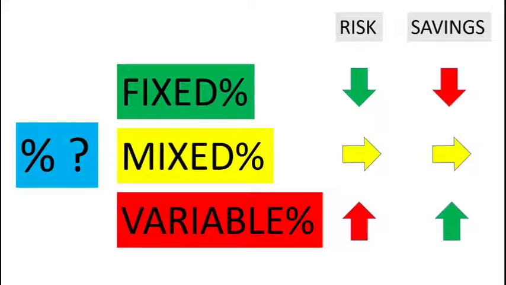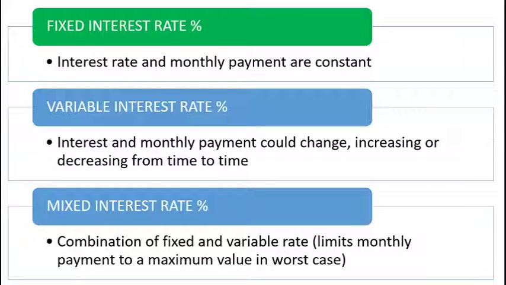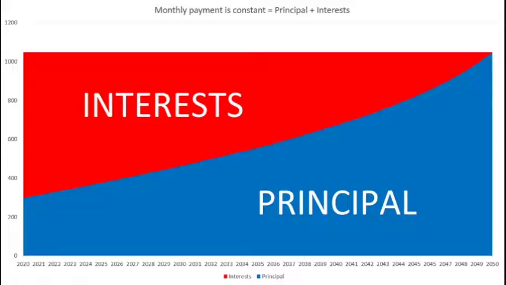Generally speaking, the fixed rate has the lower risk, the variable rate has higher savings. Let's understand why. The fixed interest rate has low risk, because your monthly payment will not change during the whole mortgage length. As you can see on this graphic, the monthly amount will not change from beginning to the end.